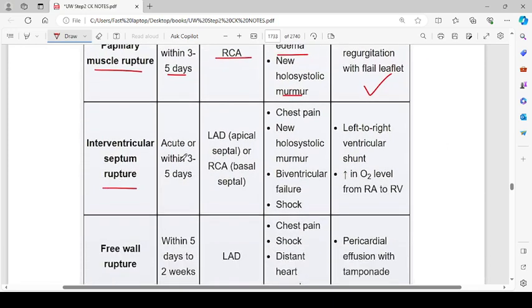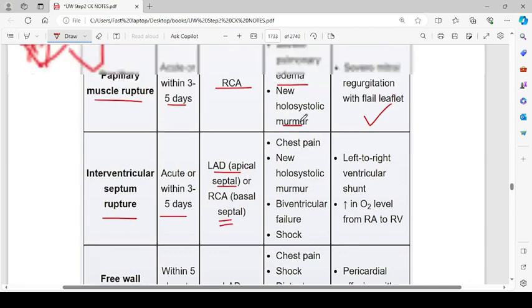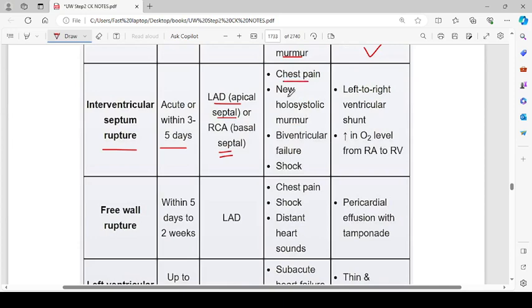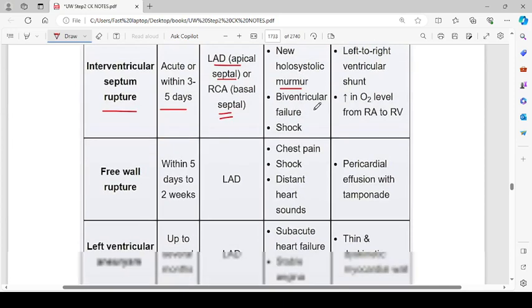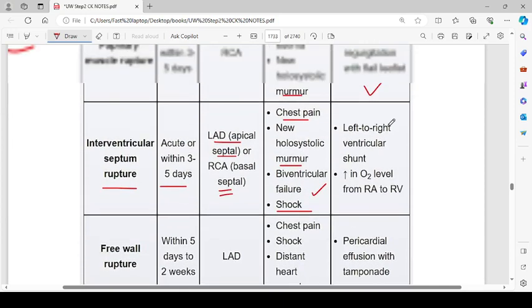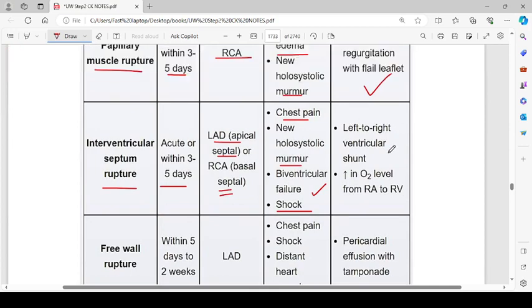Interventricular septal rupture. The time course is acute, within 3 to 5 days. The problem is with the left anterior descending artery, apical septal, or the right coronary artery, basal septal. So the clinical findings will show chest pain, new holosystolic murmur, biventricular failure and shock, and a left to right ventricular shunt, with an increase in oxygen level from the right atrium to the right ventricle.